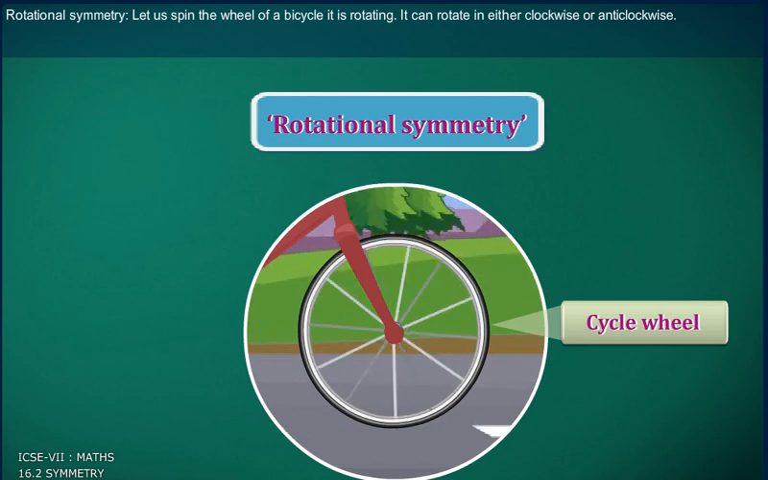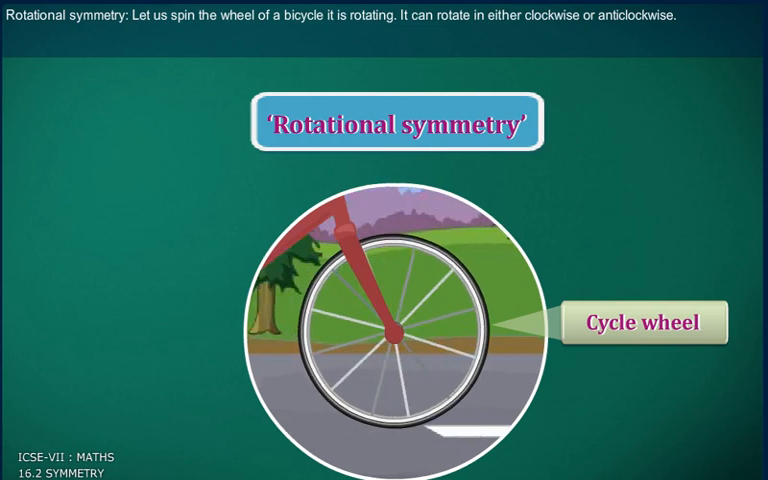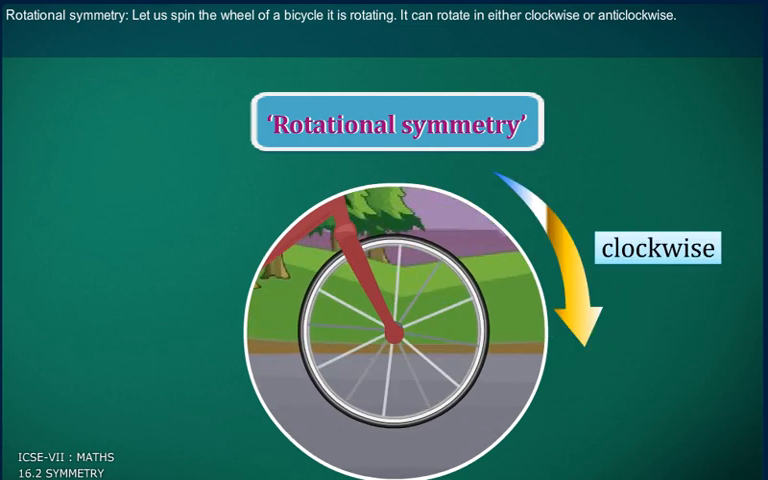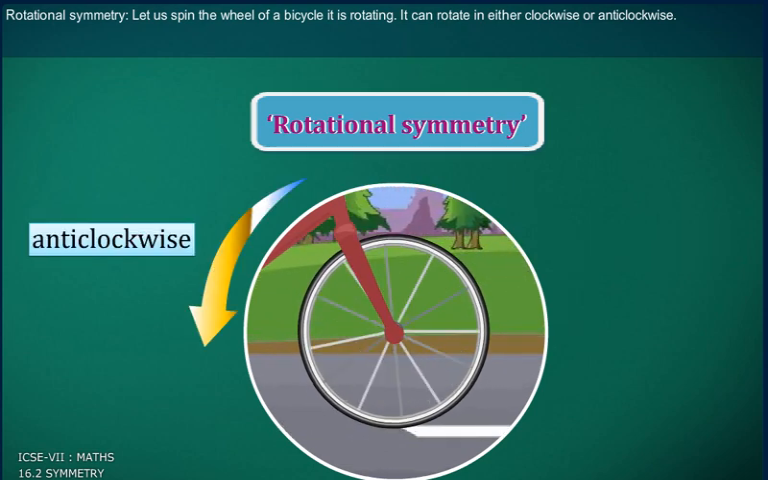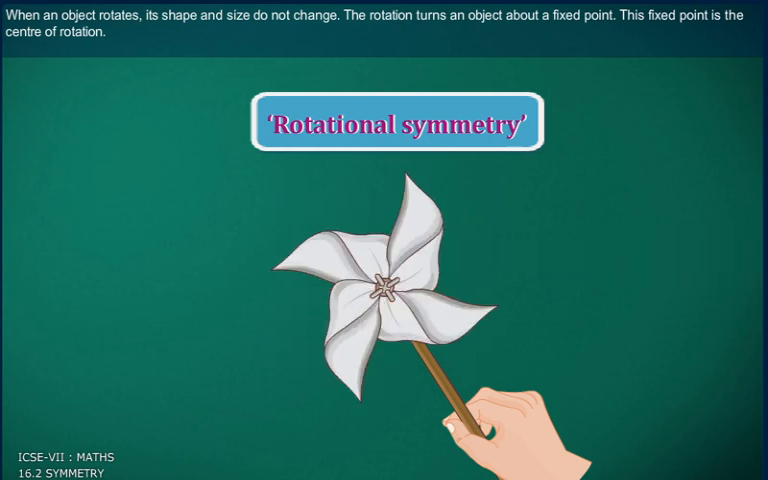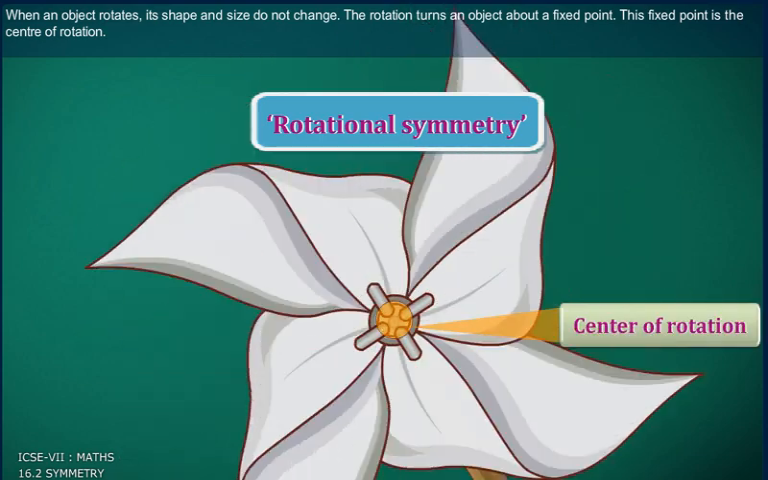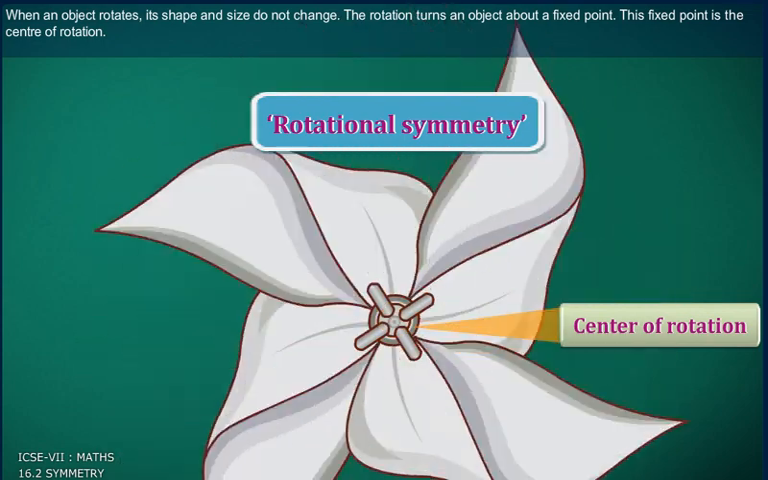It is rotating. It can rotate in either clockwise or anti-clockwise. When an object rotates, its shape and size do not change. The rotation turns an object about a fixed point. This fixed point is the center of the rotation.